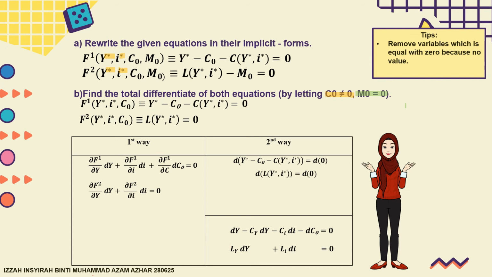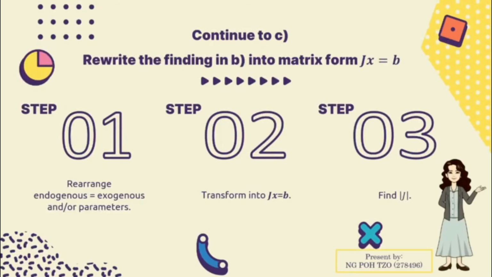Thank you. Hello everyone, my name is Untitled and my matrix number is 278496. Let us continue to C Roman. Rewrite the finding in B Roman into matrix form Jx equal B. This part has 3 steps. We will do it step by step.